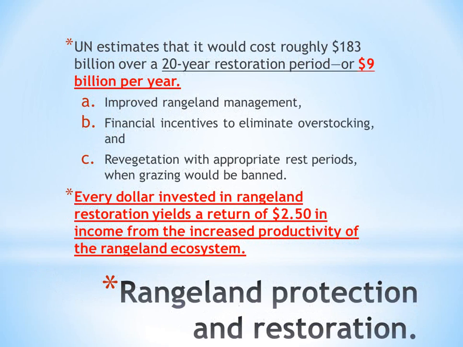Rangeland protection and restoration. The UN estimates that it would cost roughly $183 billion over a 20-year restoration period, or $9 billion per year. This means improved rangeland management, financial incentives to eliminate overstocking, and revegetation with appropriate rest periods when grazing would be banned. Every dollar invested in rangeland restoration yields a return of $2.50 in income from the increased productivity of the rangeland ecosystem.